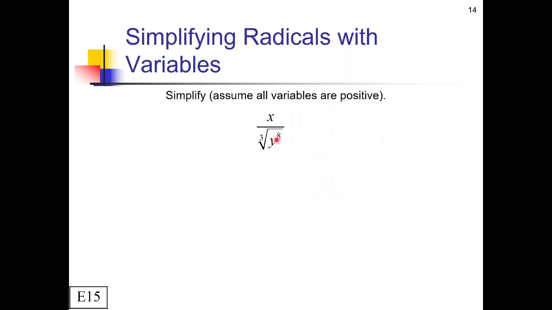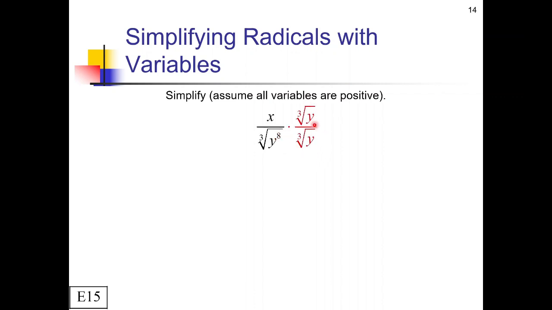All right, so I've got a y to the 8th, and my index is 3. So the next multiple of 3 that's after 8 would be y to the 9th. If I could make this y to the 9th, then I could take the cube root and get something that's not a radical. How do I get this to be a y to the 9th? Well, I'm going to have to multiply it by the cube root of y to the 1st. I have to add 1 to get 9 there.